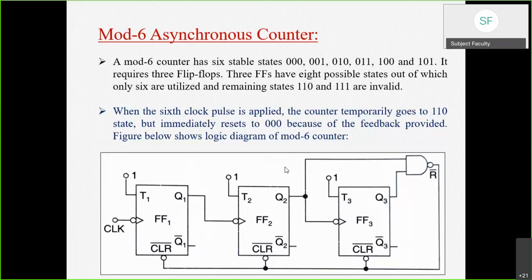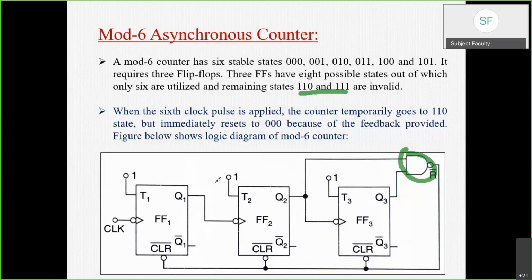After the 6th clock pulse, you now have to skip these 2 states, right? For that, this arrangement has been done: the arrangement of this NAND gate. It is connected to Q3 and Q2, and the output is connected to the clear input. What is the function of this clear input? This clear input will reset all your flip-flops, that means it will make the outputs 0.